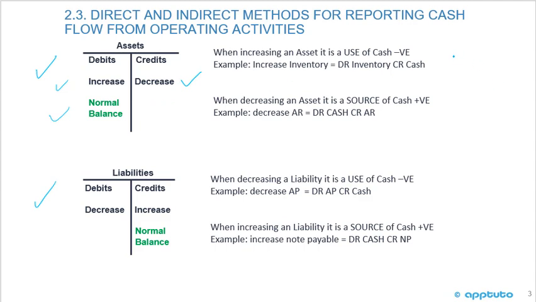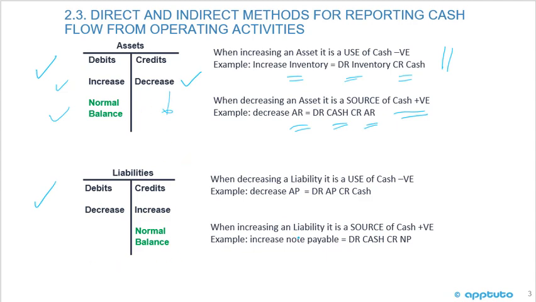So over here I said, when increasing an asset, it's a use of cash, it's a negative. For example, increase inventory: debit inventory, credit cash. When decreasing an asset, it's a source of cash, it's a positive. For example, decrease accounts receivable: debit cash, credit accounts receivable. That decreases my accounts receivable, and it's a source of cash.